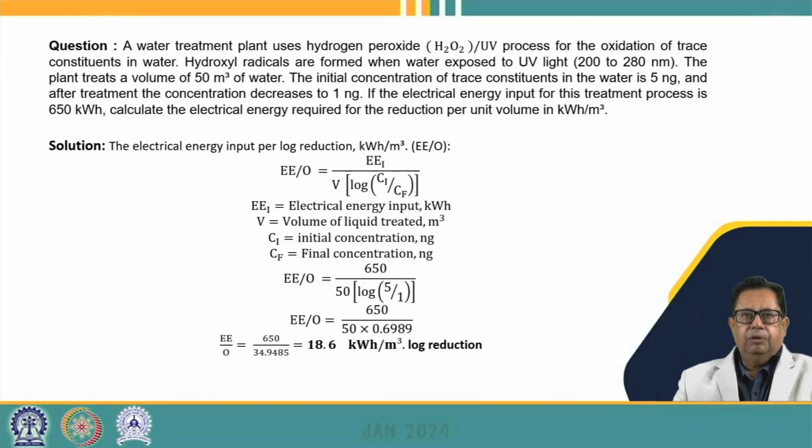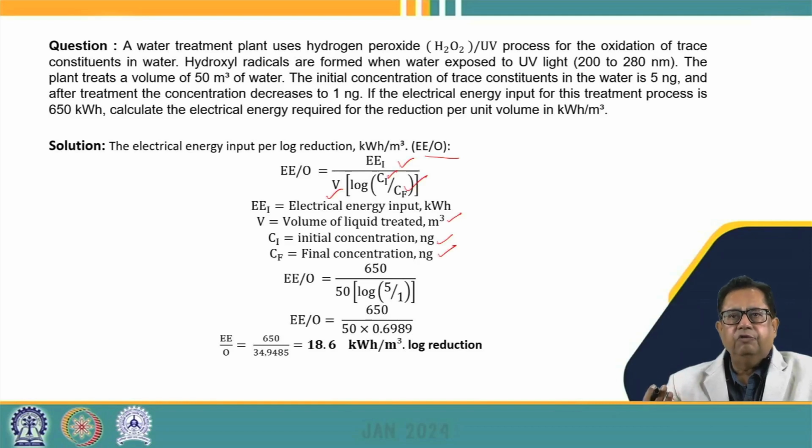So now we take a problem, and here it is the electrical energy input per log reduction. It is given by this formula, EE/O in short form. So EE/O is equal to the electrical energy input in kilowatt hours, divided by the volume of the liquid that we are treating, and divided by the log of the initial concentration of the contaminant that we are targeting over the final concentration of the contaminant. The volume is in cubic meters, and the initial and final concentrations are in nanograms present in the given volume of water.